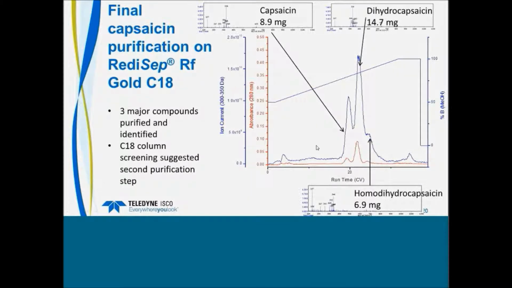What I have over here is 3 peaks that eluted pretty cleanly, and the mass spectrometer, the pure ion, allowed me to identify capsaicin, dihydrocapsaicin, and homodihydrocapsaicin very easily from the mass spectra. We loaded about 30 milligrams of the aluminum oxide peak on here, and we got a fair portion of that back. About 25 milligrams of that material was recovered in these 3 peaks. So the C18 column screening earlier suggested the second purification step.